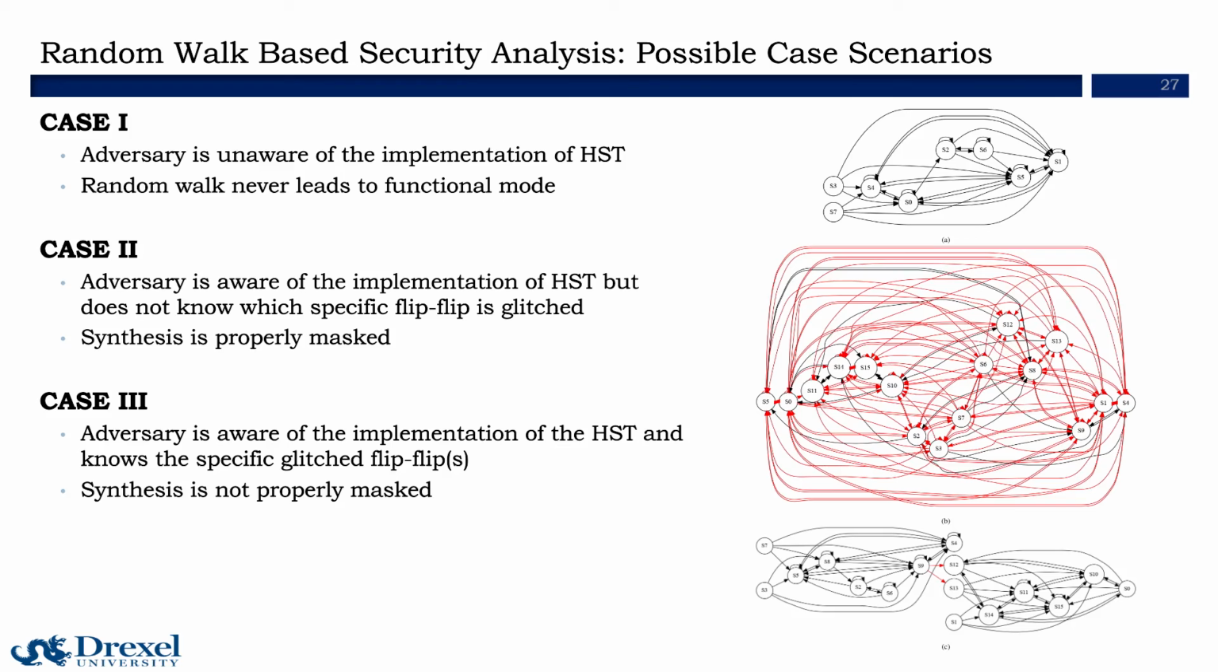As an adversary, there are three possible scenarios for random walk attack. For case 1, the adversary is unaware of the implementation of hidden state transition. In this case, random walk never leads to a functional mode. For case 2, the adversary is aware of the hidden state transition, but does not know which flip-flop is glitched. In case 3, the adversary is aware of the glitched flip-flop. The basic difference between case 2 and case 3 is that the synthesis is masked more effectively in case 2, which can be achieved by coupling capacitance-based hidden state transition.